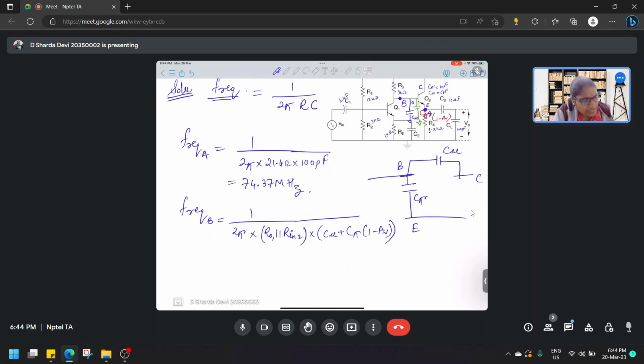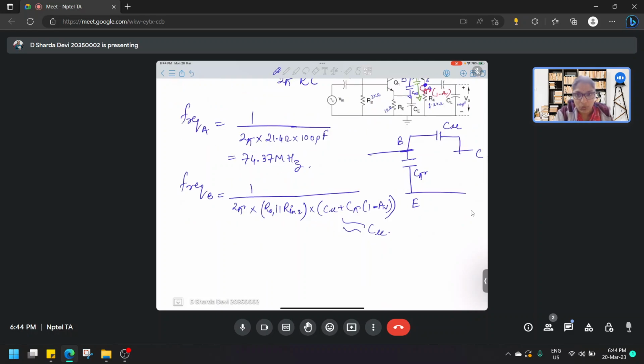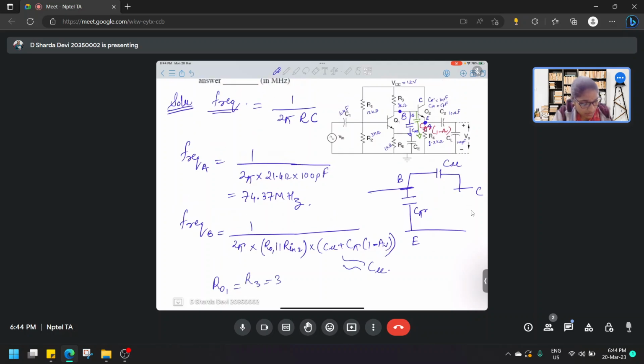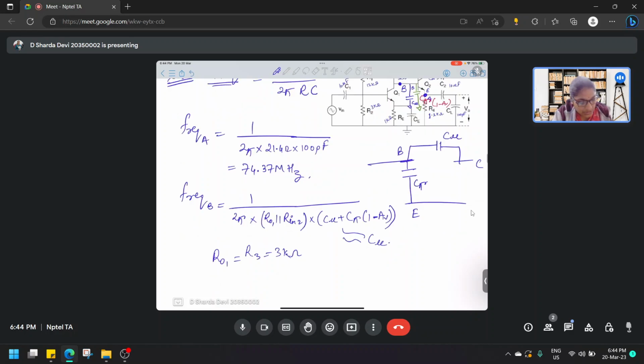Now C pi is 10 picofarads and 1 minus AV. We know for the CC stage AV is close to 1. So 1 minus AV will be a very small value, which makes this almost equal to C mu. So the resultant capacitor will actually be C mu. And we have to look into R01, right? So R01 is simply R3, which is 3 kilo ohms, which is parallel to R pi 2 plus 1 plus beta 2 into R4.